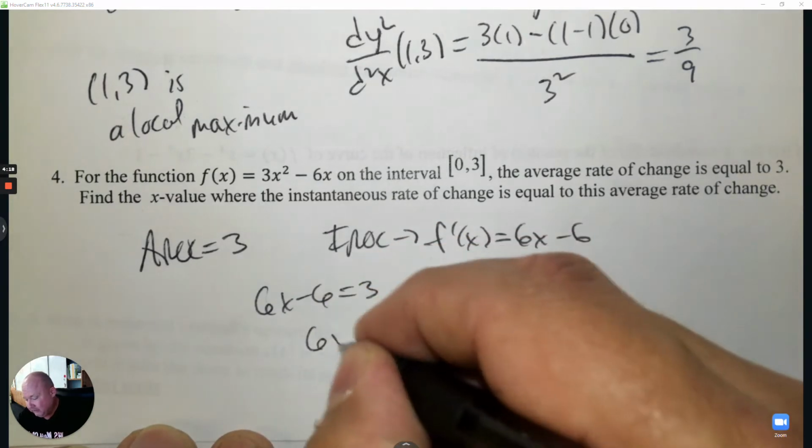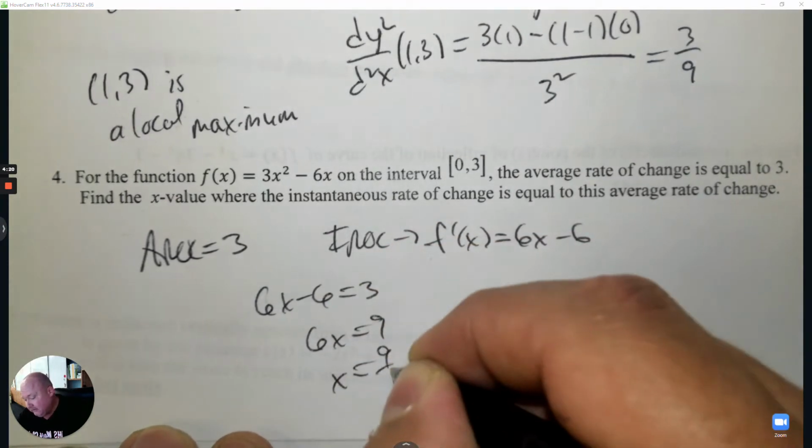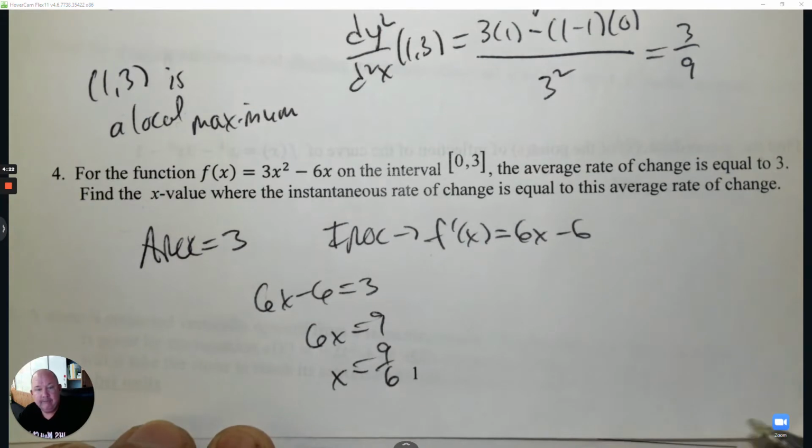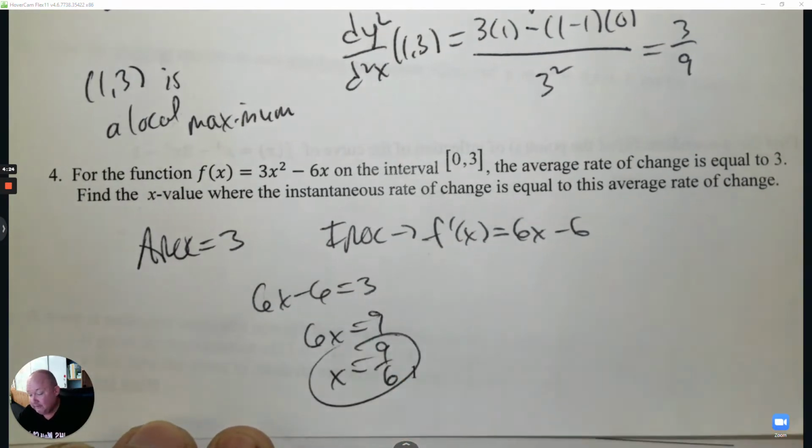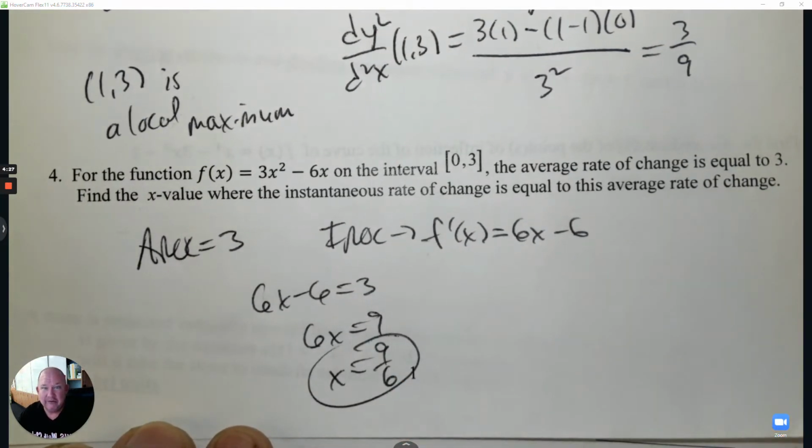So I'm going to add 6 and then divide. You could also, don't even do it. So that's a great answer. 9 over 6 is the answer. Don't even reduce it down.